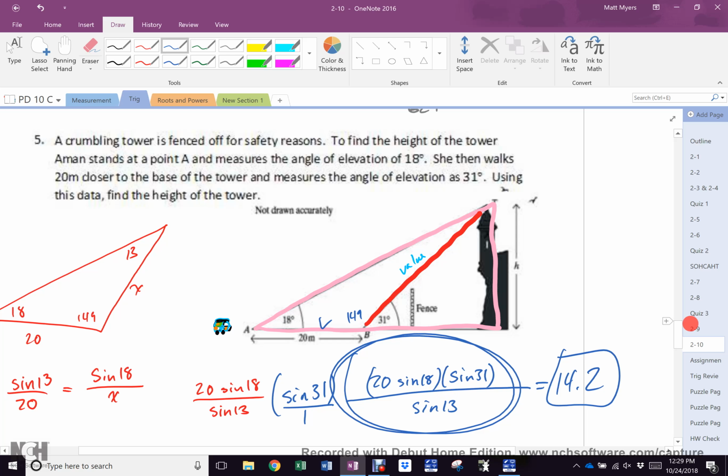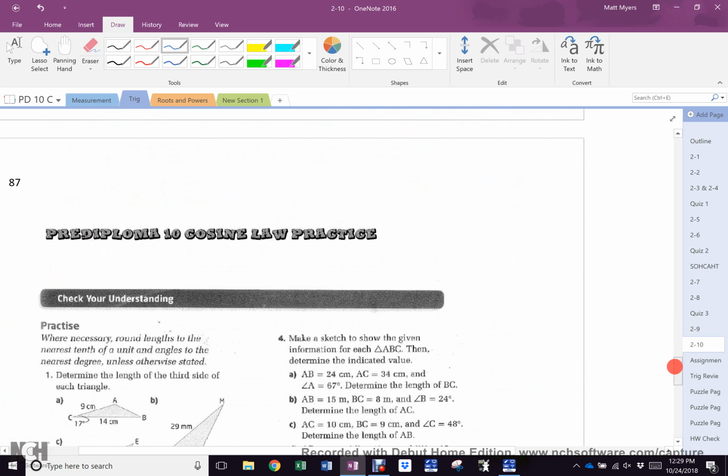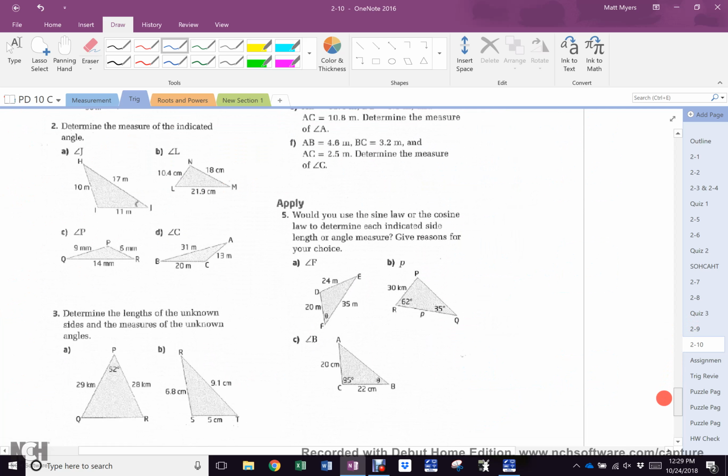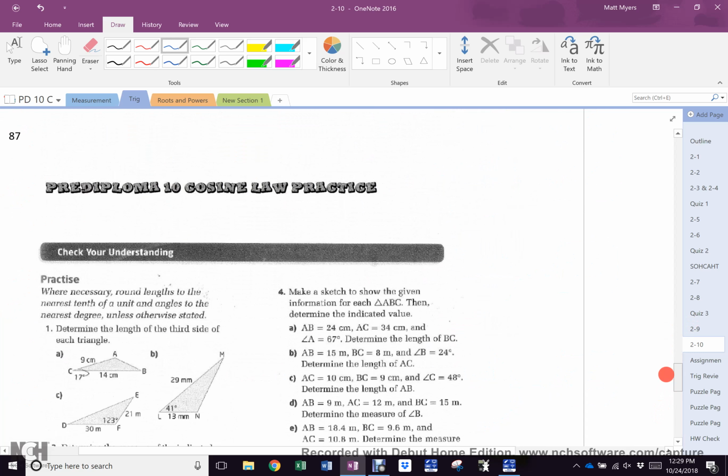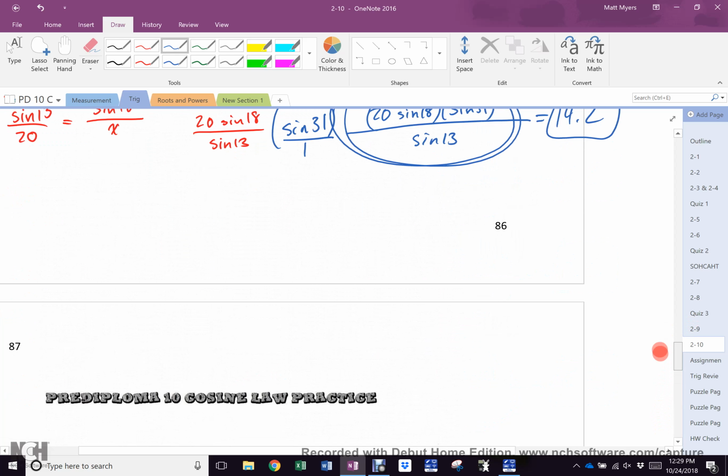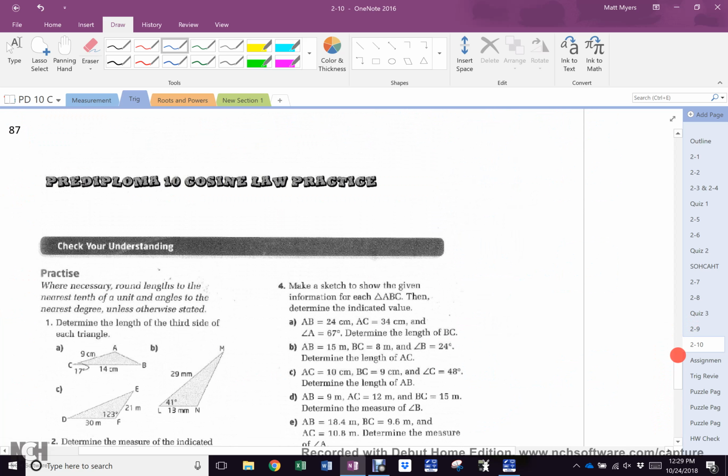All right. Your job today and tonight is page 87. Just 87. Go diddly-o. And hint, hint, page 87, if I'm not mistaken, is all cosine law. No messing with you, I think. I can't remember. It's been a year since I've done page 87. Maybe there's some sine law on there. Maybe there isn't. Okay?